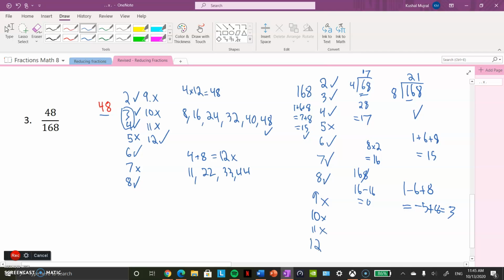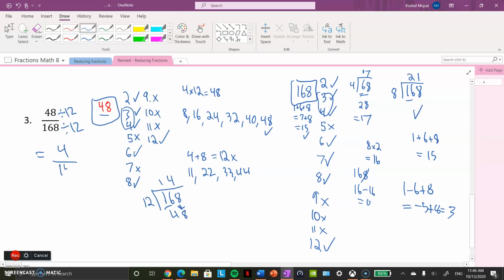Let's look at 12. For 12, if it's divisible by both 3 and 4, which it is, then it works for 12 too. Okay, so we see that 48 is divisible by 12, and 168 is also divisible by 12. So that means we can divide the top by 12 and the bottom by 12, and we'd get 4 over, and then you take 168, put it in a short division for 12. 1, there's 4 left over, 48, it's 14. 4 over 14. Then you can simplify it again, divide by 2 on the top, divide by 2 on the bottom, and it's 2 over 7.